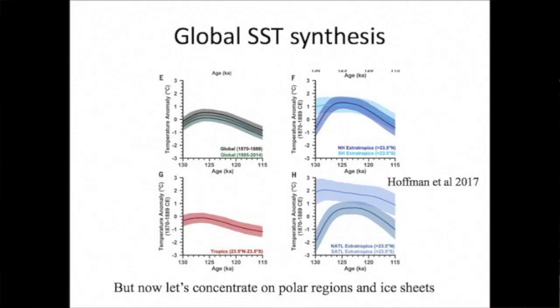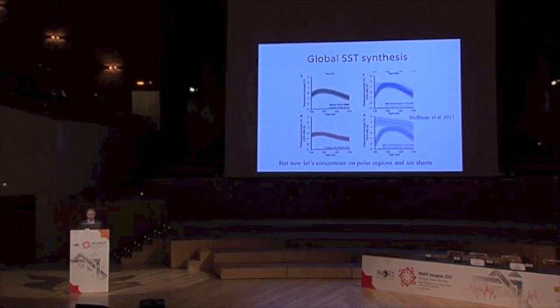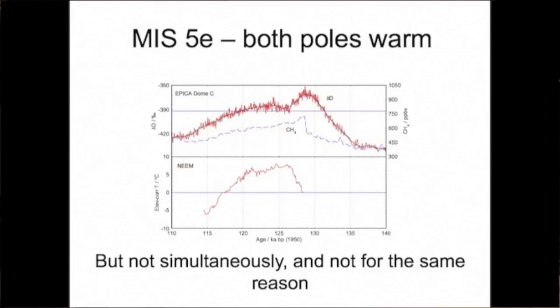There is a sea surface temperature synthesis which tells you that it was warmer than today, and I think we saw that when we did our work as well. But let's concentrate on the polar regions for now. So at the top you've got in red Antarctic deuterium, so that's Antarctic temperature, and the blue line is the warmest period of the Holocene. So you can see that it was substantially warmer in Antarctica during the last interglacial. We estimate 3 to 6 degrees.